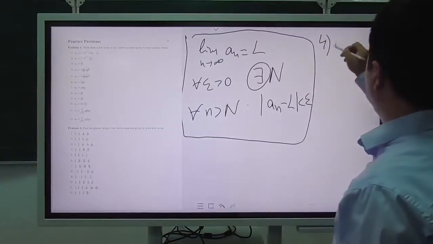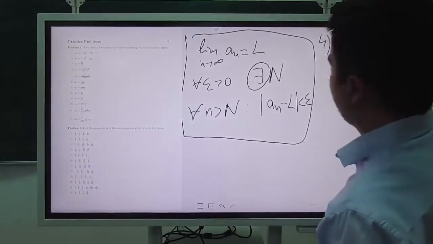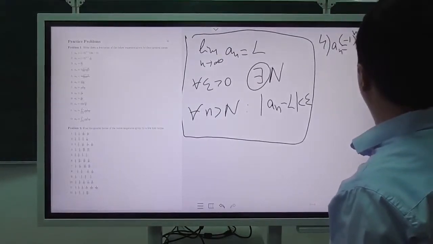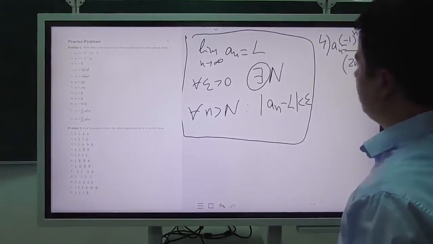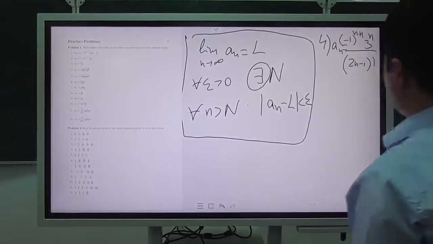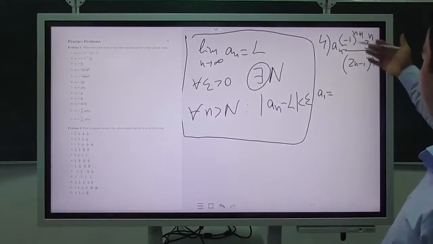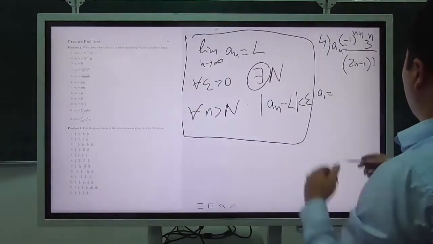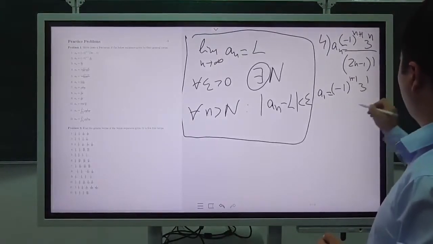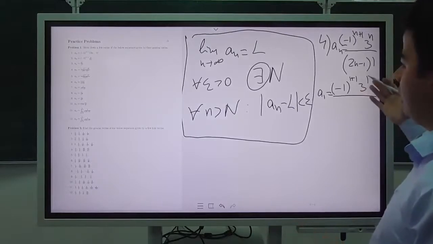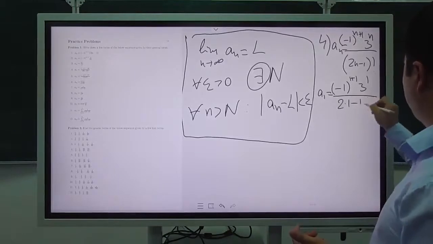So here an, let's write one more time. It is minus 1 to the power of n plus 1, times 3 to the power of n, over 2n minus 1 factorial. So how to write a1 now? A1 means instead of n we should put 1. So a1 is minus 1 to the power of 1 plus 1, 3 to the power of 1, over, where n we just put 1, 2 times 1 minus 1 factorial.